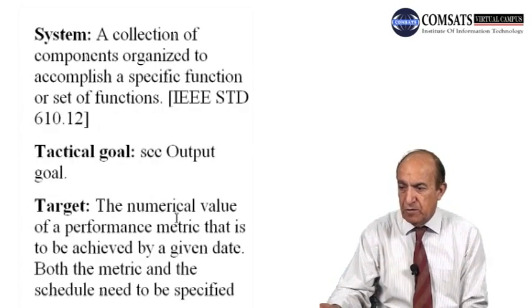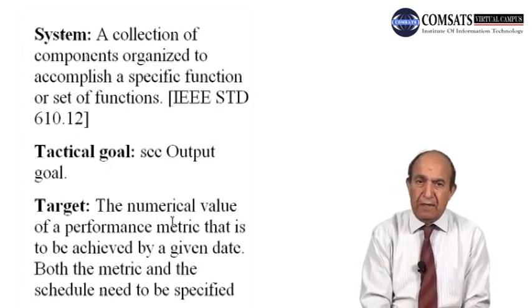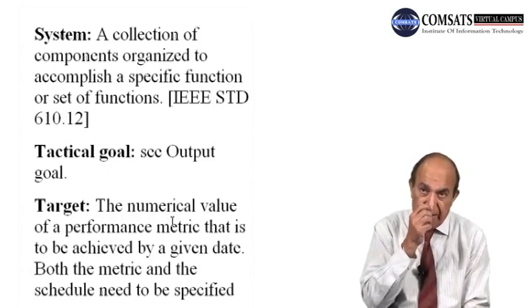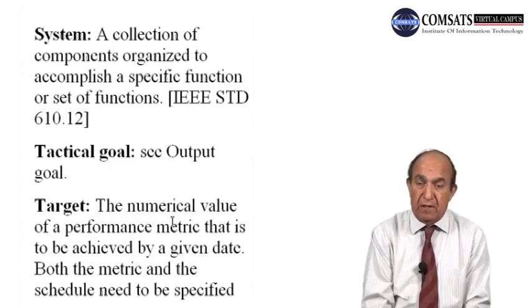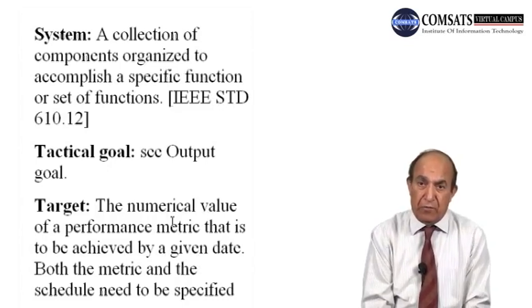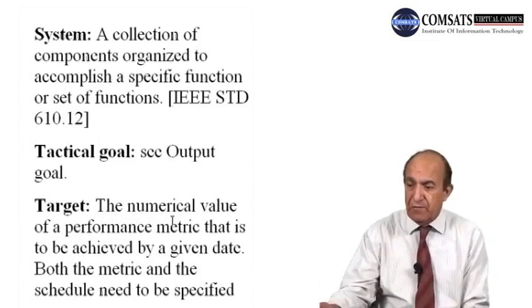System, we talked earlier on. Tactical goal, output goal, target: a numerical value of a performance metric that is to be achieved by a given date. All right, that's the target. You are given a project or a plan, and a target is set for you: you have 7 days, you have 15 lakh rupees, and you can select 3 more people to make up the project team. If you want an IT person in that, let me know. I will talk to the director IT and tell him to give you somebody for 1 week. So a target is set for the output, for something the company or the client wants.